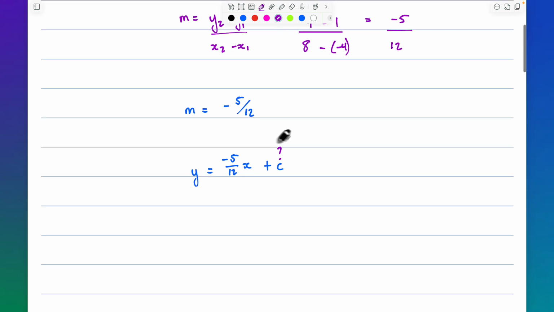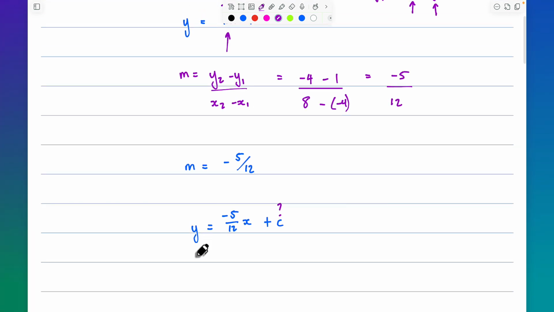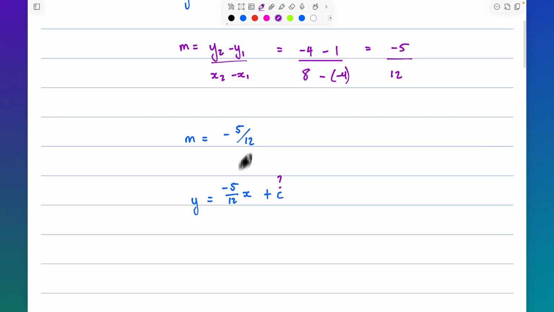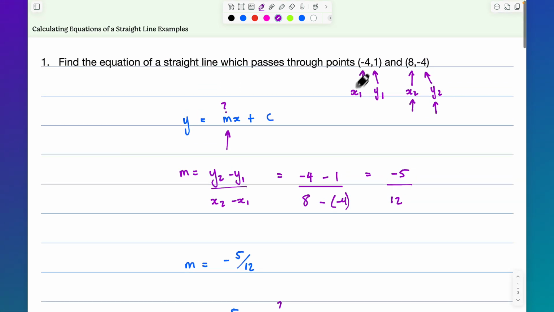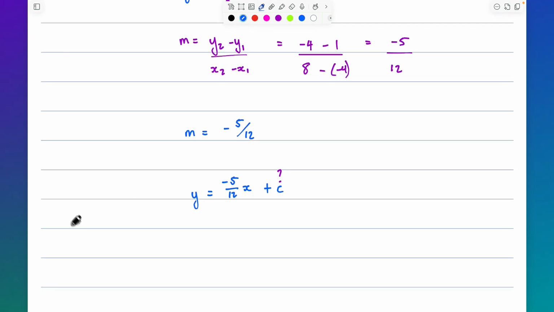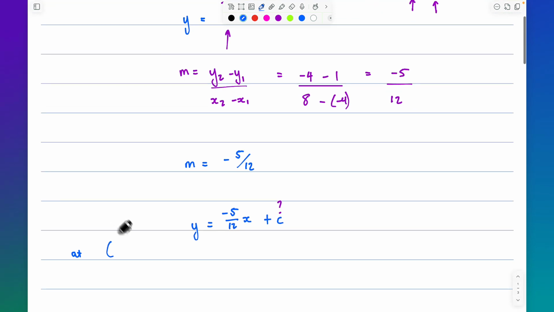Pick a point and you're going to plug in the y into the y position and the x into the x position. So if I pick this point, that means my equation becomes, let's just write this as at x is equal to, at point, what was the point? -4 and 1.